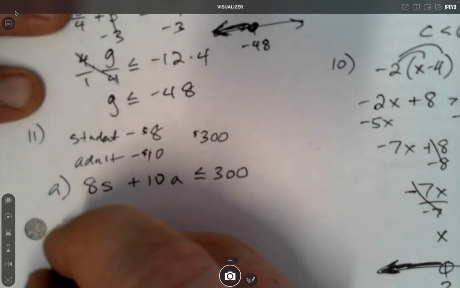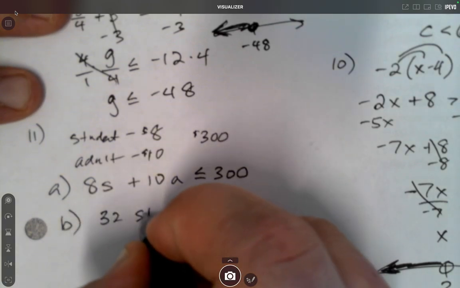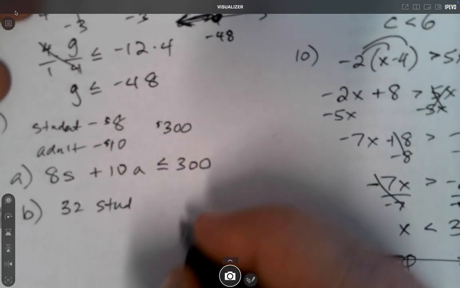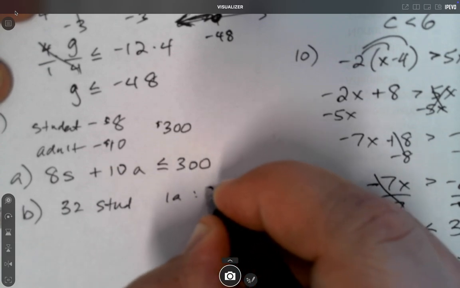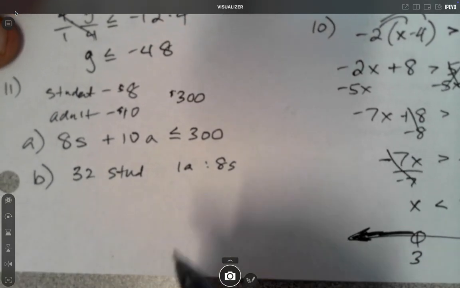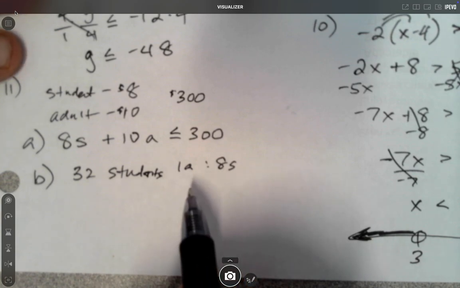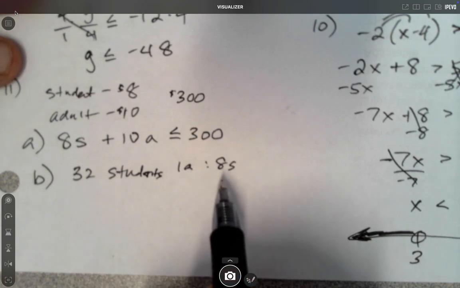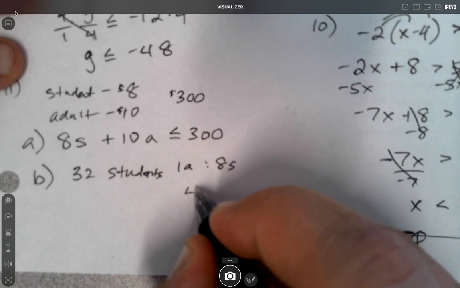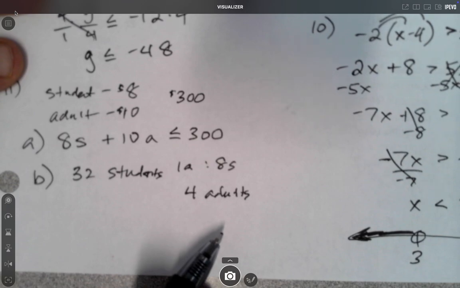Now B says, if there are 32 students and one adult for every 8 students, can the entire class go to the zoo? Okay, so we know the total number of students, but we've got to do a little bit of work here to figure out the number of adults. It says one adult for every 8 students. Well, 8 goes into 32 4 times. So that means there are 4 adults that will go. So 32 students and 4 adults.